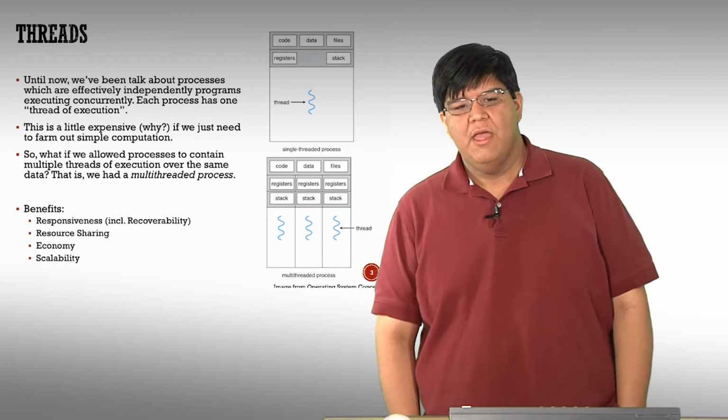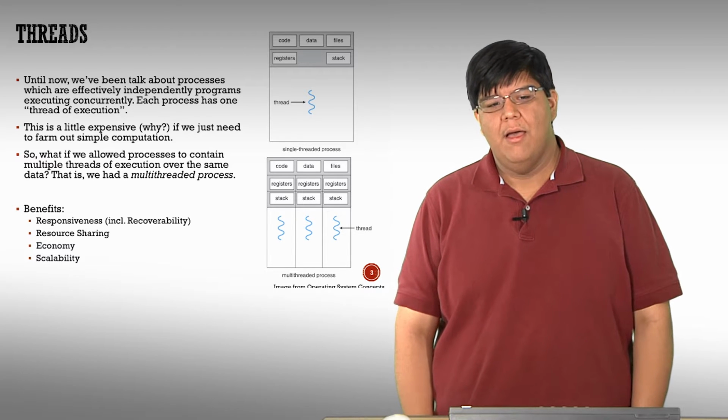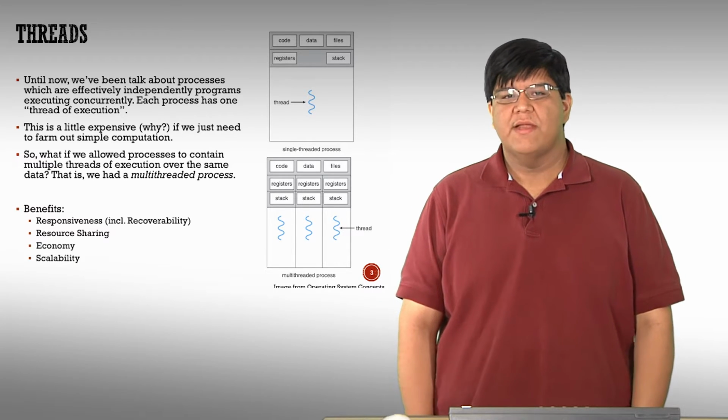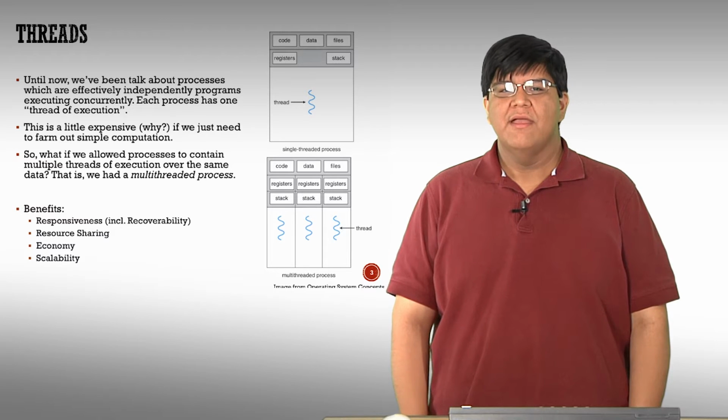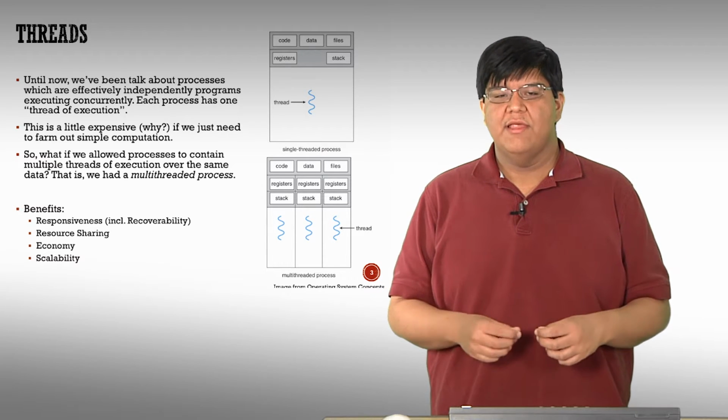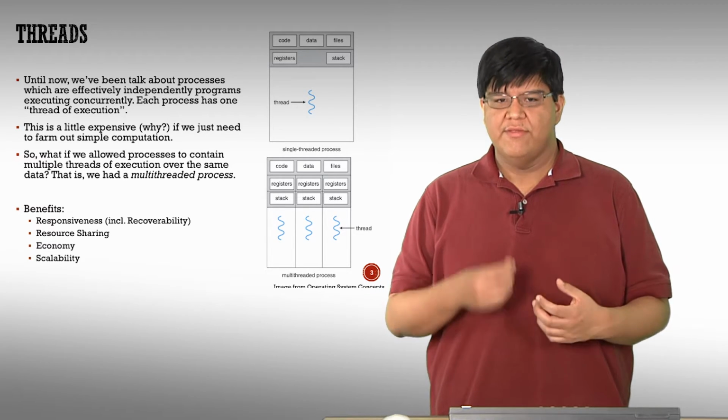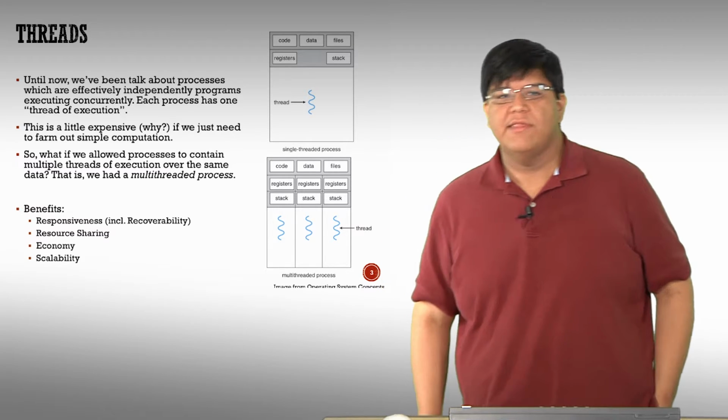Another advantage here, the book is calling economy. This goes back to the idea that threads are lightweight. They take up a lot fewer resources, and a lot less time to set up and destroy than a process, so they're cheaper to use. The last thing here is scalability.